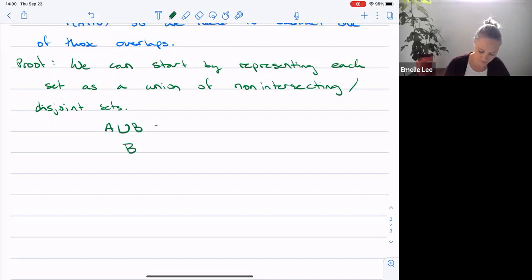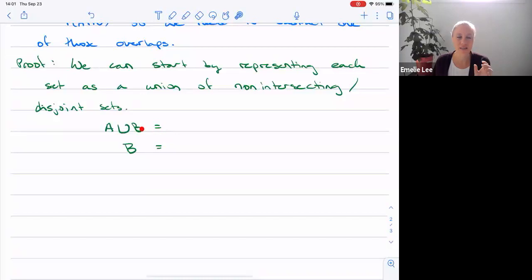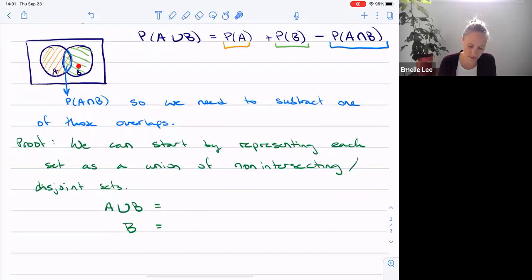I'm going to pause the recording and give you 2 minutes to see if you can rewrite the area of A or B as a union of disjoint sets. So A or B is any area that's in A or B, and I want you to represent it as a union of disjoint sets, with no overlap. And then I want you to do the same thing with B. How about we'll do A or B together, and then I'll give you some time to do B, just so you can see what I mean.